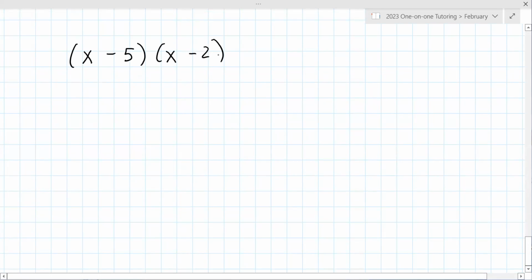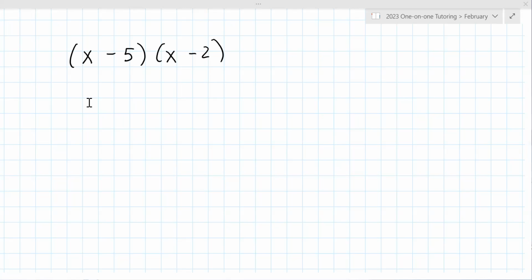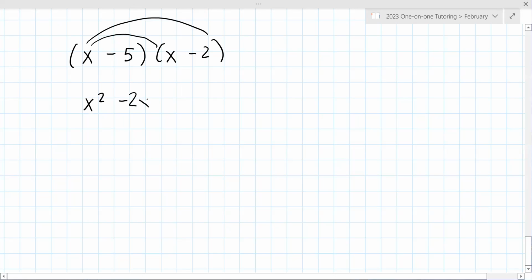Okay, so give this one a try, please. So that would be the x squared. That's right. And then the outer would be the x and the 2, and that would be negative 2x. Yes, very good. Okay, and then it would be negative 5x. Okay, and the last one? The last one would be, let's see, negative 10.